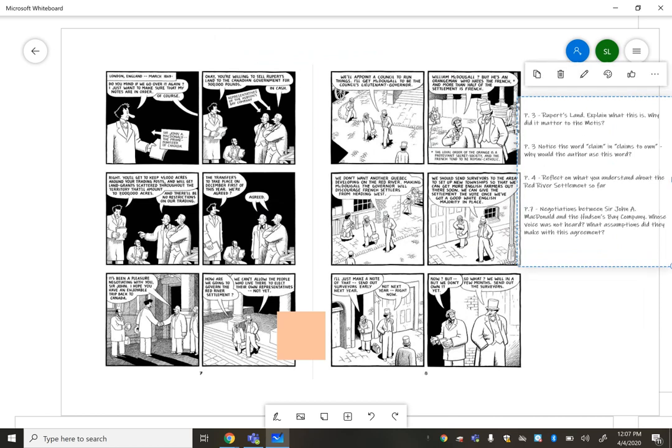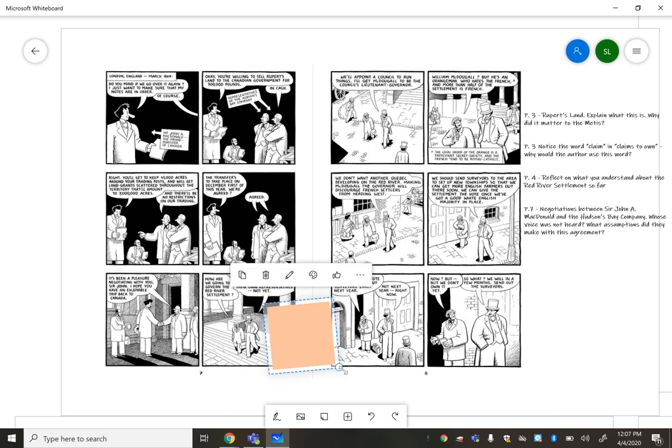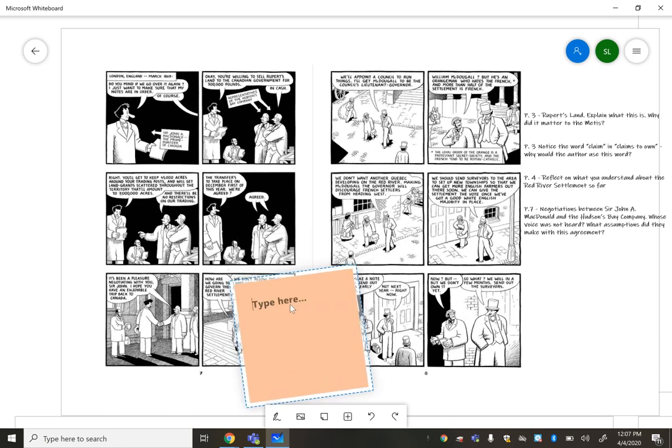Okay. So the question was, whose voice was not heard, and what assumption did they make with this agreement? So here's what I would write on my sticky note. The voice of the Métis not heard here. Macdonald and the Hudson's Bay Company assumed they could just take over Red River.